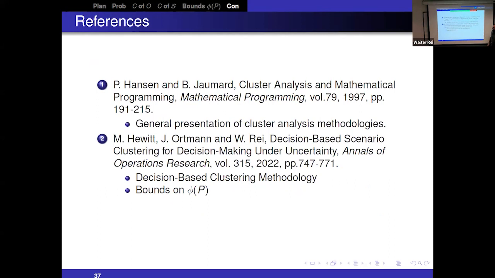Just the references. The clustering analysis was taken from a fairly old paper, but one that I find quite useful, by Pierre Hansen and Brigitte Jaumard. And then this was where the clustering approach was published.